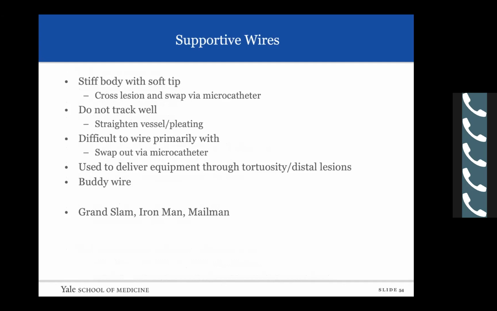Supportive wires for delivering equipment typically have a very soft tip, but a very robust core. They don't conform to the vessel well, they don't track well. So this is typically something where you would place your wire across the lesion with the aid of a microcatheter and then swap out for one of these wires to assist you in completing the case. This is also a good wire to use as a buddy wire to change the direction and angulation of your vessels. We have the Grand Slam in our lab. We also had Iron Man.